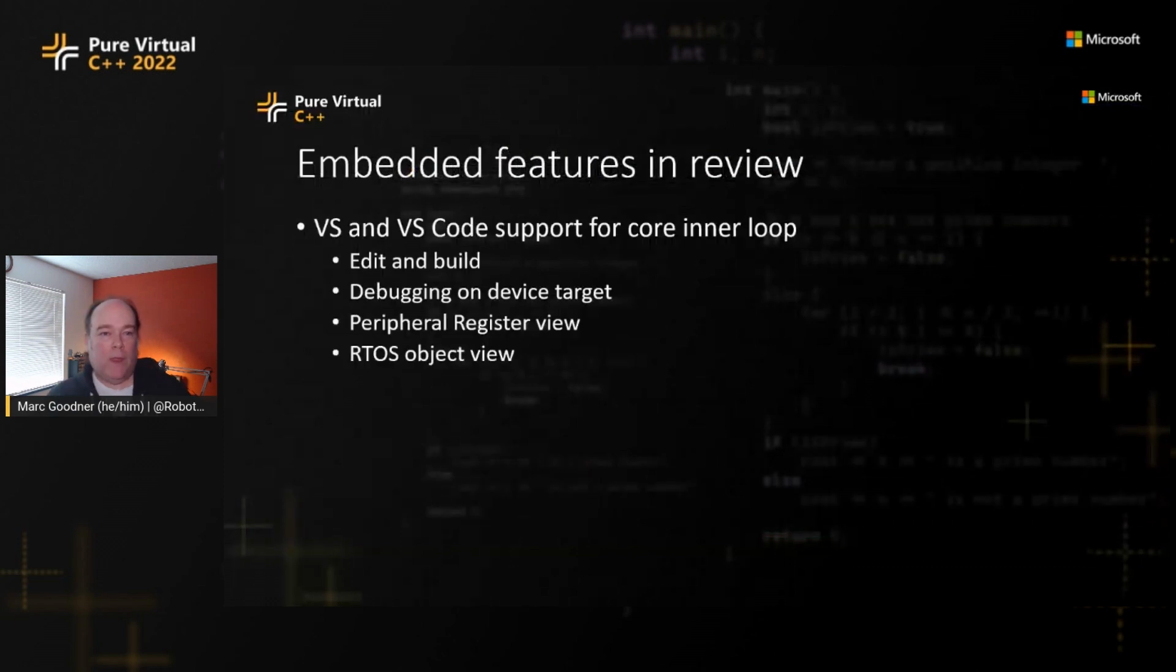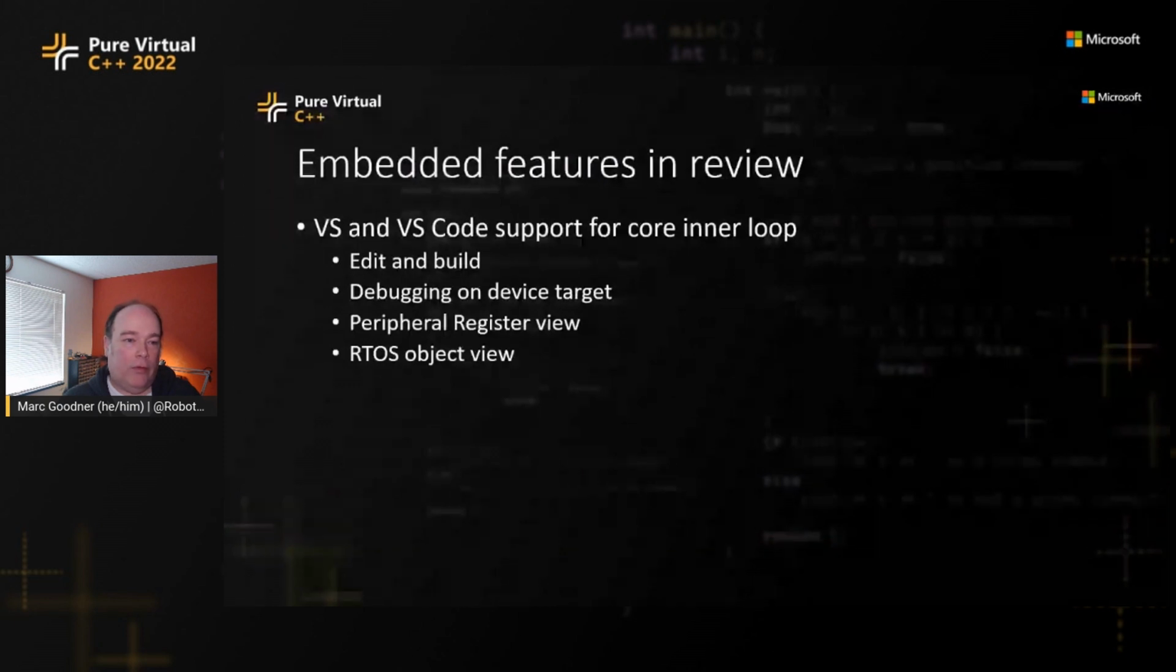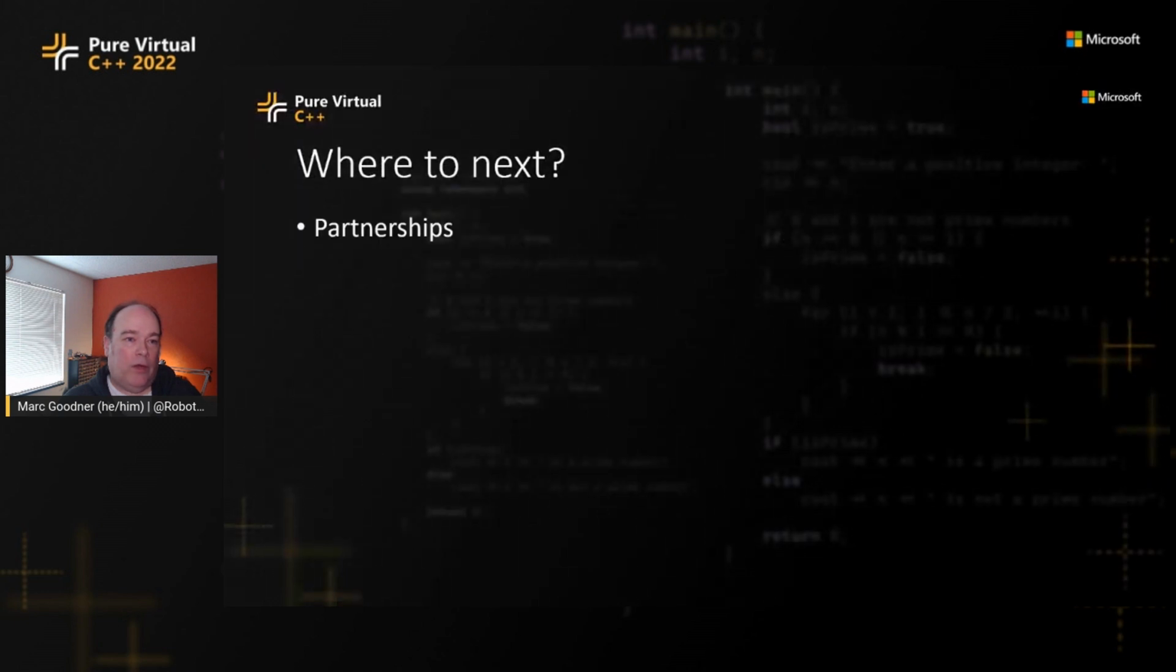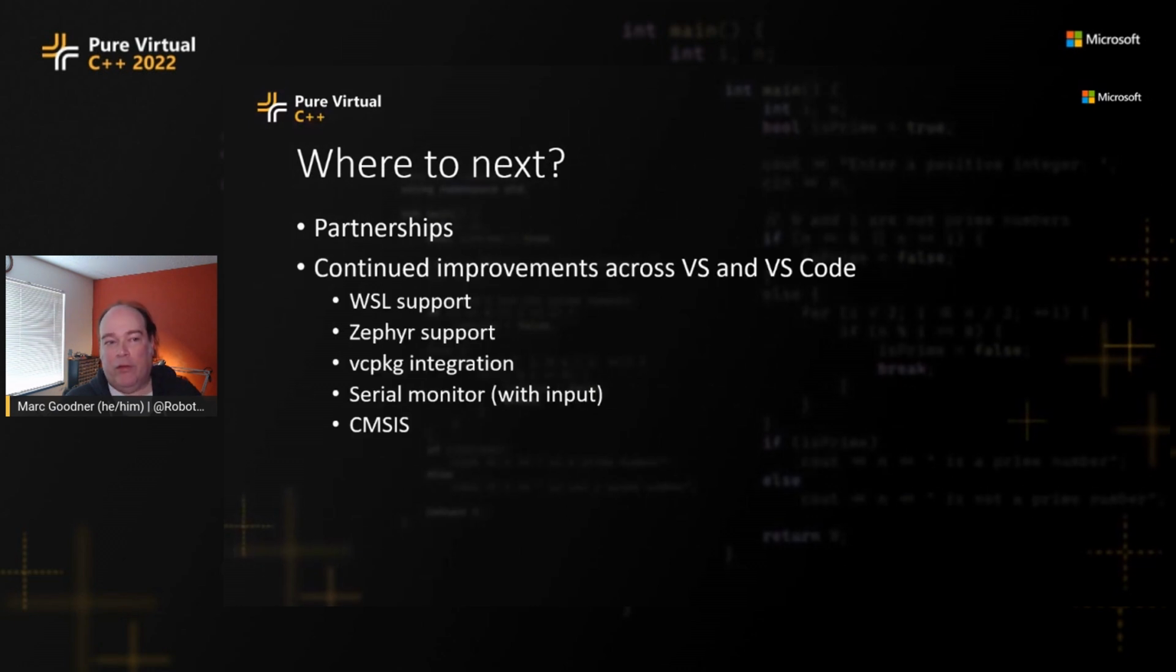So in review, we've got our core inner loop set up for embedded development for edit and build. We can debug on a device target. We have peripheral register view available now, and RTOS object view. And we're setting up our reproducible environments through vcpkg. And where we're going next, we're continuing to work on partnerships. I hope there could be something more public to say about that, hopefully around Embedded World, which would be in late June. And we're continuing to make improvements here.